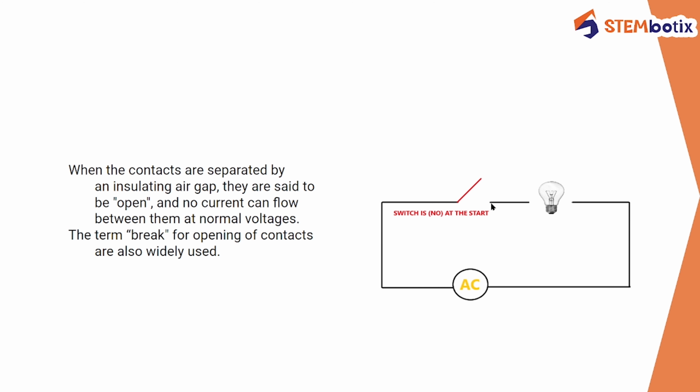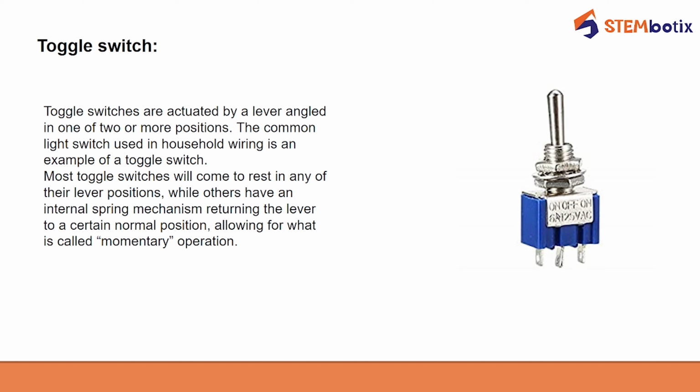Now first we will discuss what is a toggle switch. So this is how the toggle switch looks. Toggle switches are actuated by a lever angle, which you can call a lever angle in one of two or more positions. You can see here on, off and off.